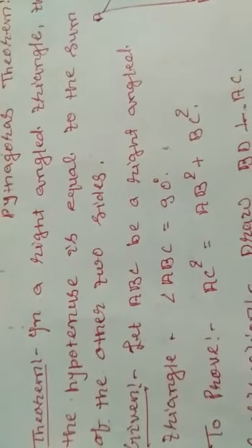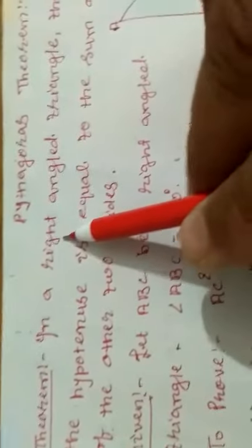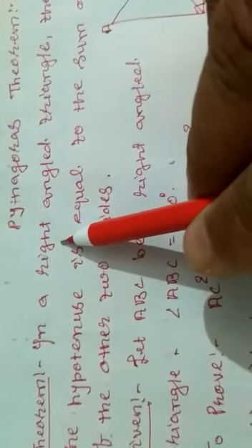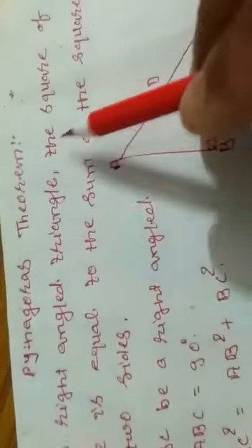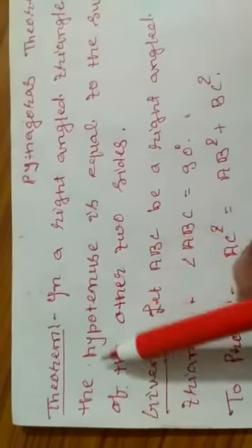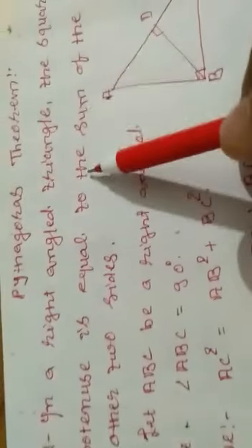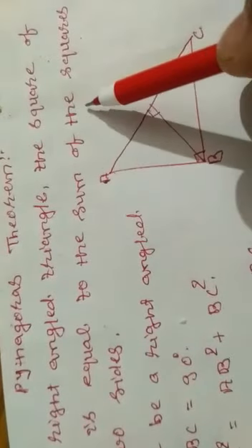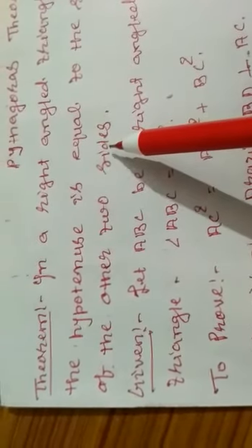So the statement of the Pythagoras theorem is that in a right angled triangle, right angled meaning one angle of the triangle must be 90 degrees, the square of the hypotenuse is equal to the sum of the squares of the other two sides. This is the statement.